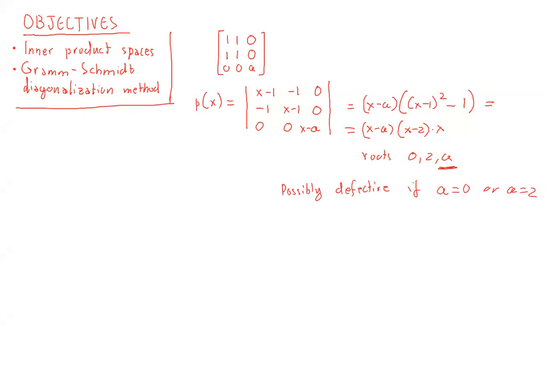So if that happens to be the case, take these two specific cases and see if you can find enough eigenvectors. If I'm not mistaken, for one case you will see that you can find enough eigenvectors. For the other case, you will see that you cannot. So eventually, it will be defective only for one of the two values. That's what this exercise is about. Are there any more questions?